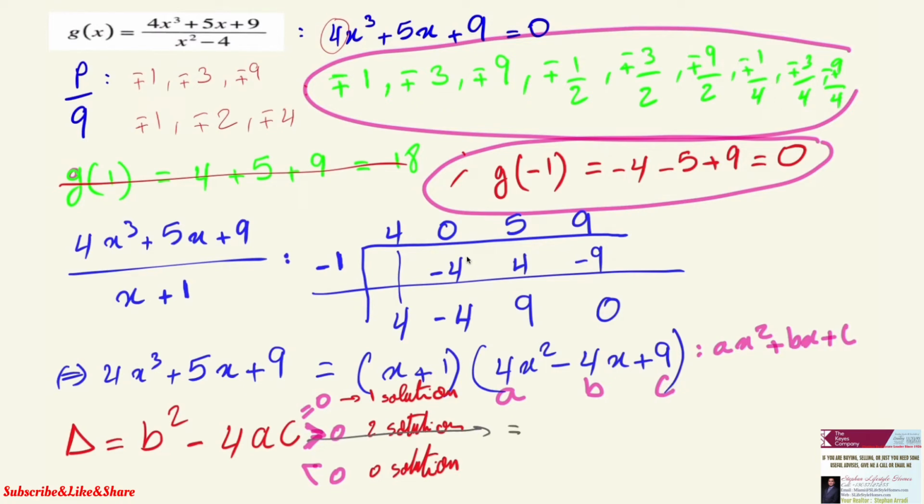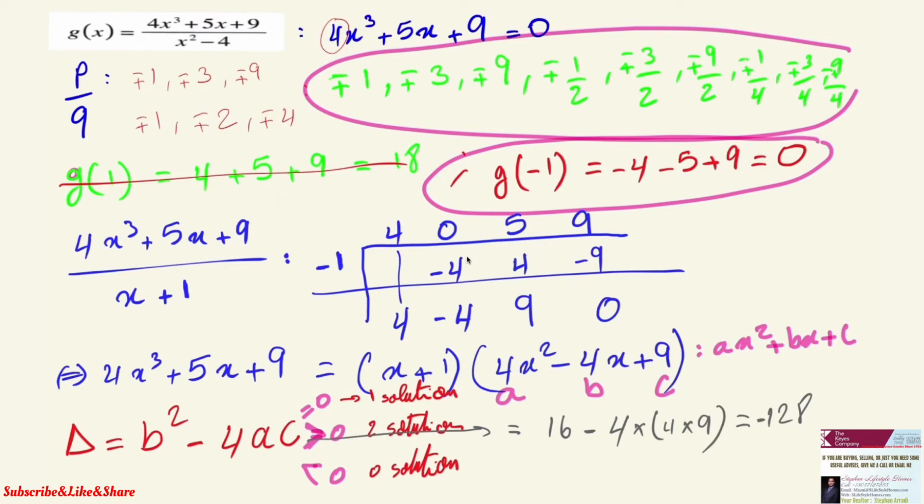So delta will give us equal to b squared, which is negative 4 squared, just 16, minus 4 multiplied by 4 multiplied by 9. This 4 here is a, and 9 is just c. So it's going to give us 16, and 16 multiplied by 9 is 144. 16 minus 144 is negative 128. We see in this case it is negative, so it has no solution.